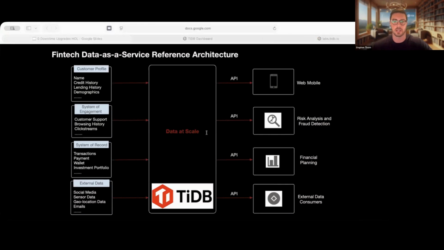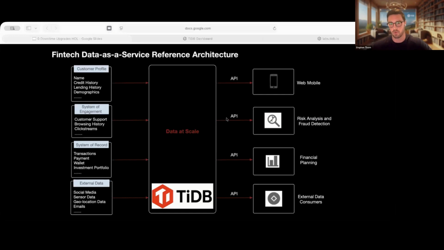If we look at this diagram here, you plug everything into TiDB and you treat it as an operational data layer. So that could be things like system of records, systems of engagement, and any kind of external data feeds. You treat TiDB as a unified transactional backbone, ingesting operational data, keep it safe and consistent in TiDB and highly scalable, and then you fan it back out to all of your other applications.